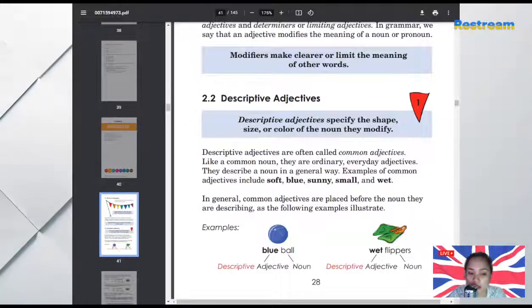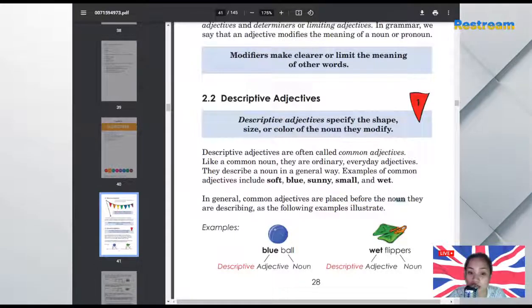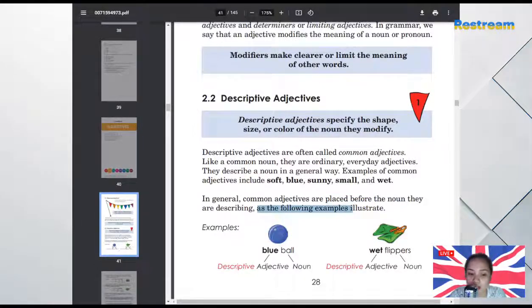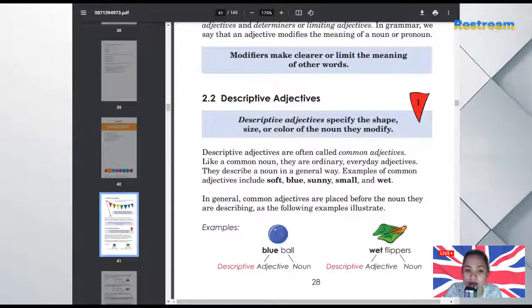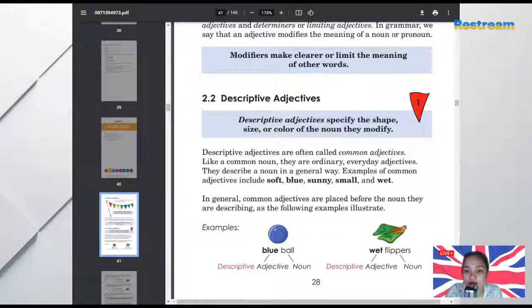In general, common adjectives are placed before the noun. It says here it is placed before the noun, so adjective first before the noun, as the following examples illustrate. Actually, if you have seen some examples, they may start with a noun, and right after the noun they put the adjective. That is also okay. But in general, when we use common adjectives, we start first with the adjective itself before a noun or a pronoun.